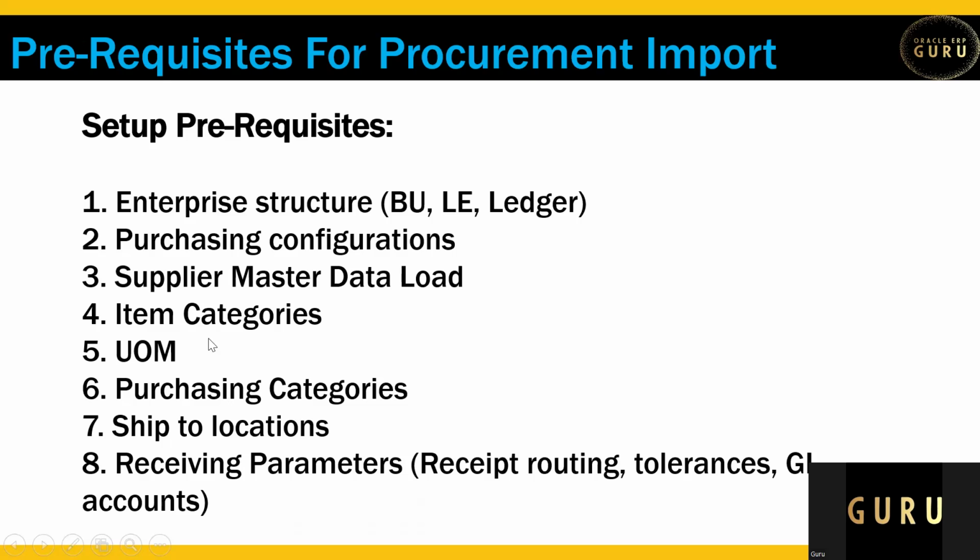Again, purchasing categories and ship to locations, bill to locations, whatever, and then receiving parameters. This is also very, very important. These are the ones which will load the data into your schedules, right? So receipt routing, tolerances, GL accounts, many things will be handled by this receiving parameter. So make sure that you have all the setups available in your system before you do PO conversions. Otherwise, one by one, you will get the error when you're running the programs.